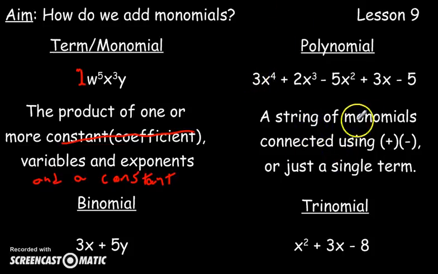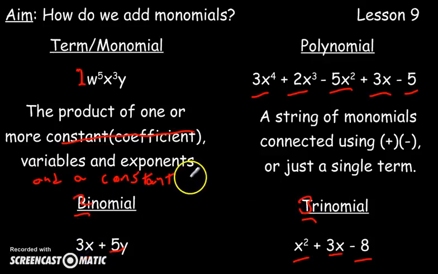Now a polynomial is a string of monomials connected using plus or minus. A single term is also a polynomial, so this is also a polynomial. So this has 1, 2, 3, 4, 5 terms. So this is a 5-term polynomial. A binomial means a 2-term polynomial. Bi is a prefix for 2, and tri is a prefix for 3, so a trinomial has 3 terms. Trinomial, 3. Binomial, 2. Okay, and you'll see a lot of questions that ask about binomials and polynomials and trinomials and so on.